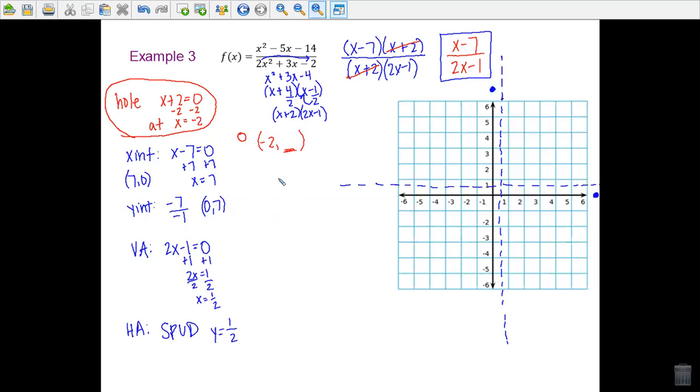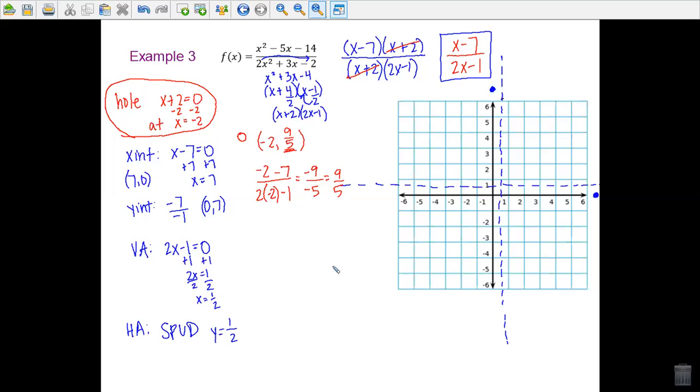To do that, I plug in x. So I'm going to come to my equation over here and plug in -2. So I have -2 minus 7 up top, and then 2 times -2 minus 1 on the bottom. Well, -2 minus 7 is -9. And then 2 times -2 is -4, minus 1 is -5. All right, 9 over 5 doesn't simplify, but a negative over a negative becomes a positive. So that means I have a hole specifically at the point -2, 9/5.